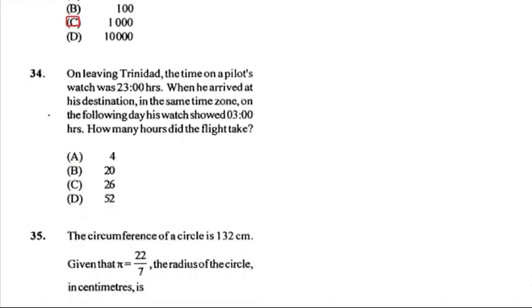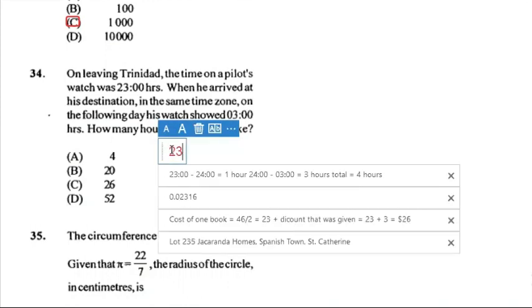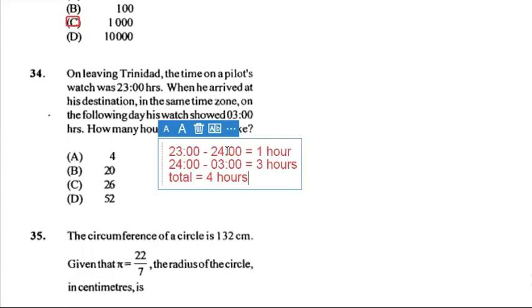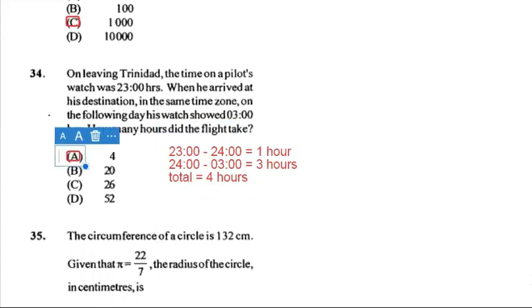34, on leaving Trinidad, the time on a pilot's watch was 23 hours. He arrived in the same time zone and his watch is now showing 3 o'clock, which is 3 a.m. The 23 hours is 11 p.m. How many hours did the flight take? So it will be 23 hours to 24, which is midnight, 12 o'clock, which is 1 hour, and then the 24 hours to 3 a.m. equals 3 hours. The total, 1 plus 3, the pilot has been traveling for 4 hours.